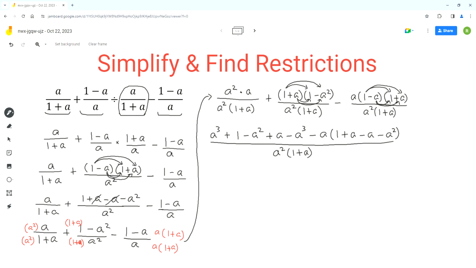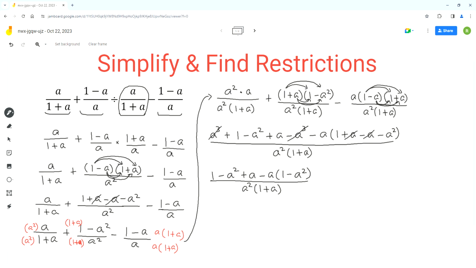Now we can combine like terms in the numerator. So we can cancel out the a cube and negative a cube. So now we have 1 minus a squared plus a, and in the parentheses we can cancel out positive a and negative a. So we get negative a and then parentheses 1 minus a squared over a squared times 1 plus a.